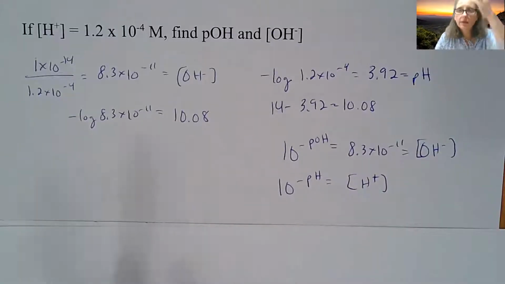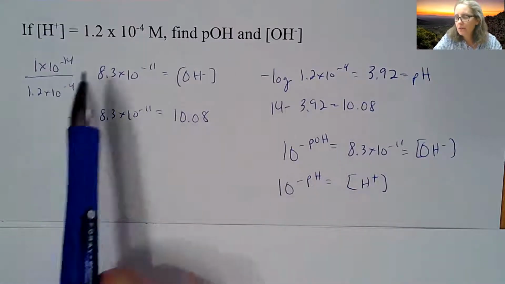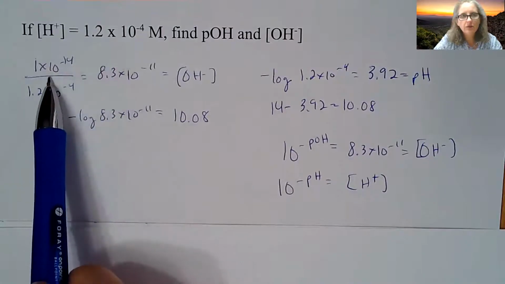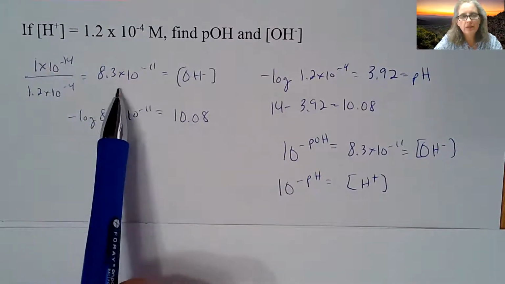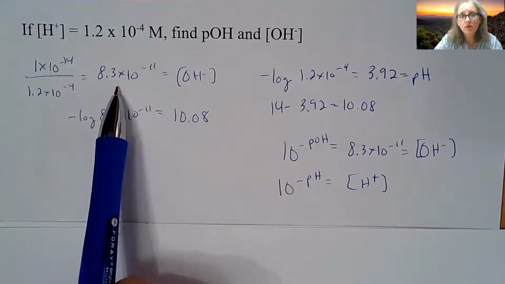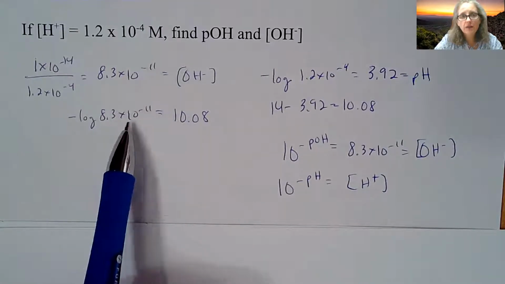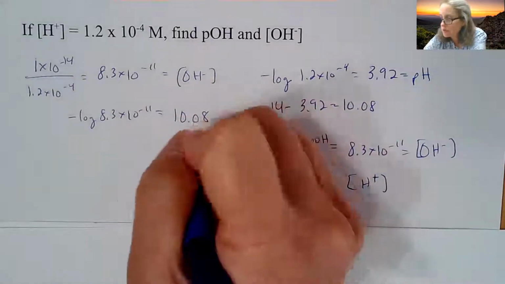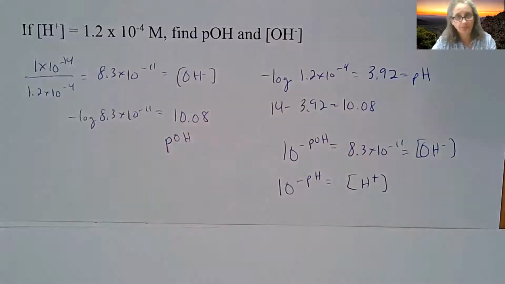For this calculation, or set of calculations, you could approach them two different ways. One, you could always take the hydrogen ion concentration and divide it into 1 times 10 to the negative 14 to find your hydroxide concentration, and then take the negative log of that to find your pOH. So this is your pOH.